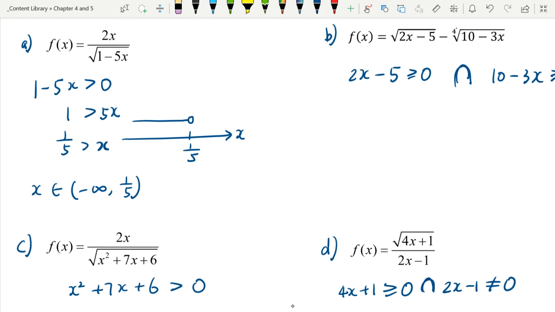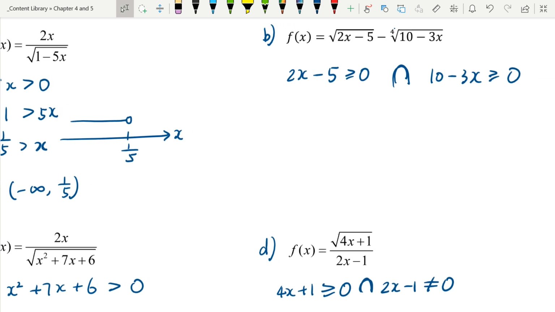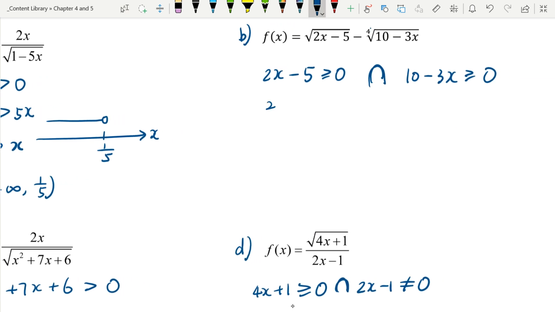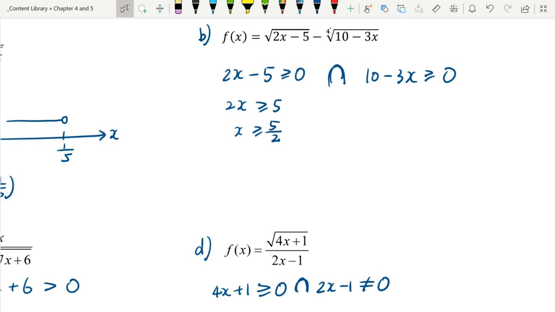I don't think we have a problem with that one. I see most of you got that right. Okay, second one. Solving the first, I have 2x greater or equal to 5, and x greater or equal to 5 over 2. Solving the second one, 10 greater or equal to 3x, and 10 over 3 greater or equal to x.